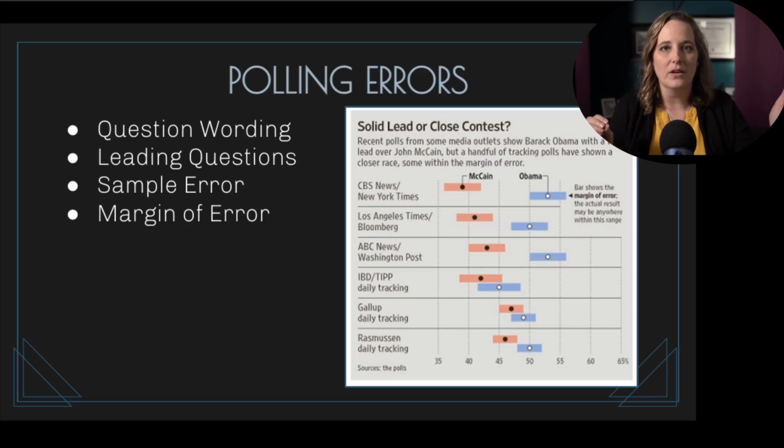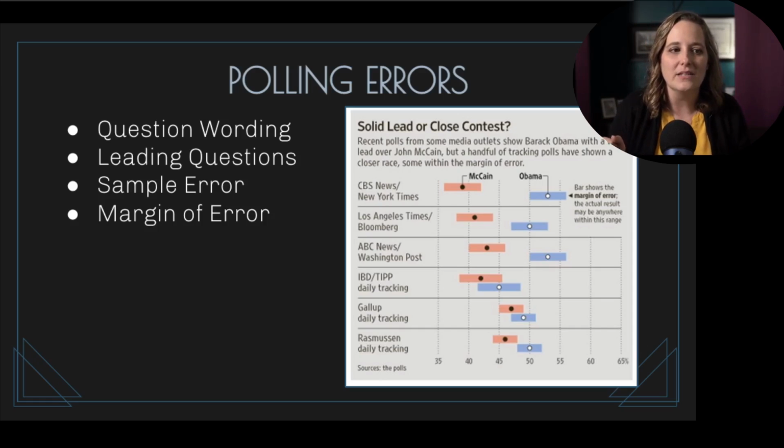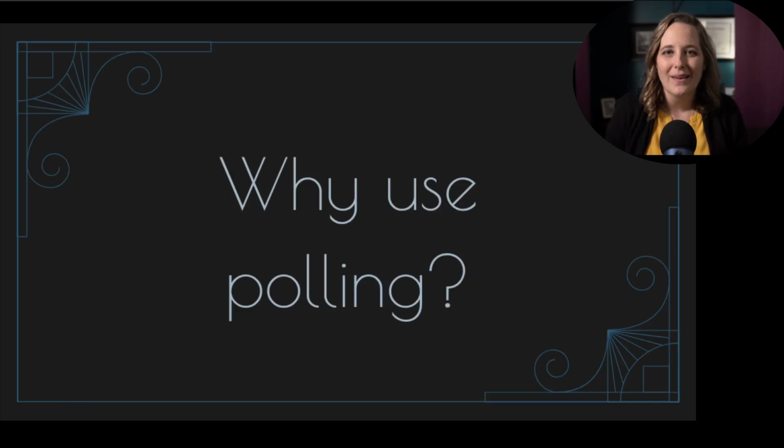For example, on the slide here, you can see that you've got some instances where the candidates overlap, where the red candidate and the blue candidate overlap. If the margin of error is large enough on those polls, that poll could actually be saying that it goes the other way. So margin of error is very, very important, especially when you're dealing with polls that have very close outcomes. So if there's all of these ways that polling can be wrong, why do we use polling?